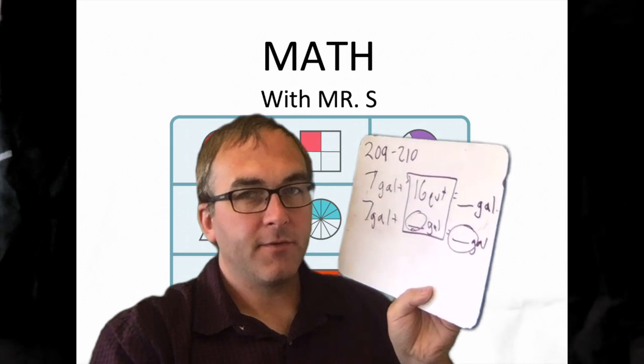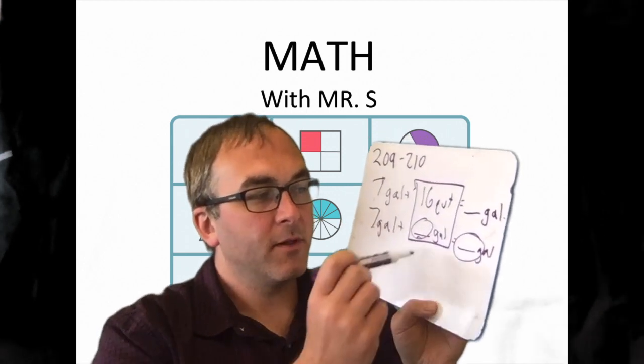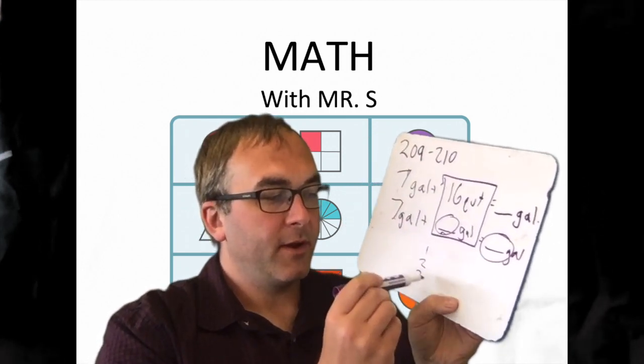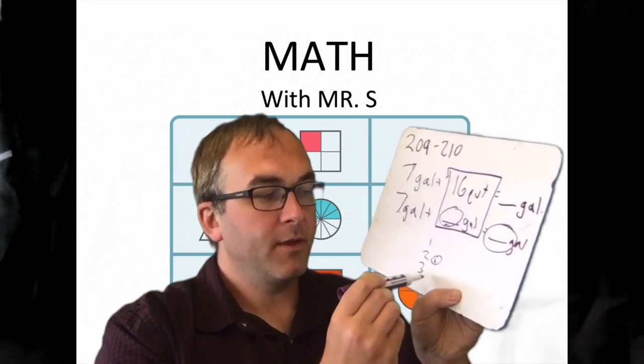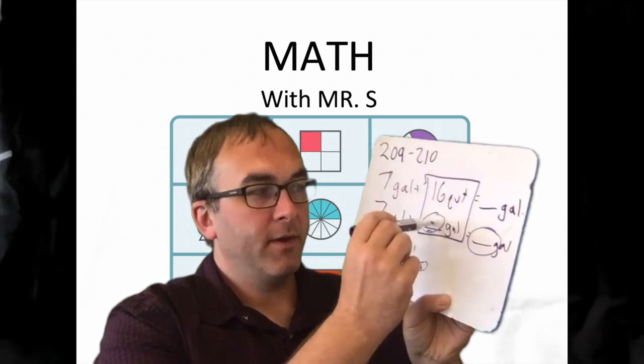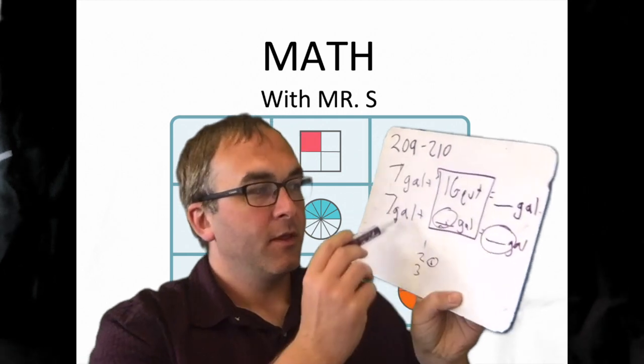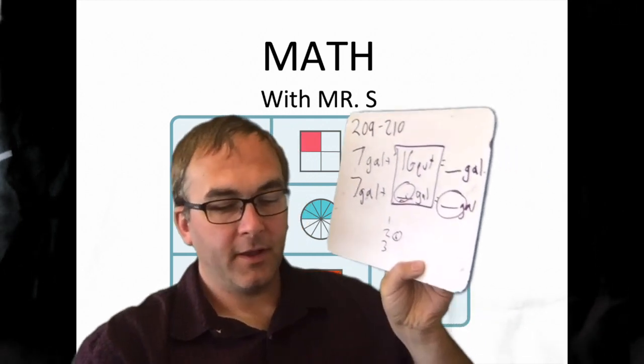So you have to figure out if you're going to go small to large or large to small, and then do your steps down here, right? And then you can find out what the conversion is. Then you just add those two together to get your answer.